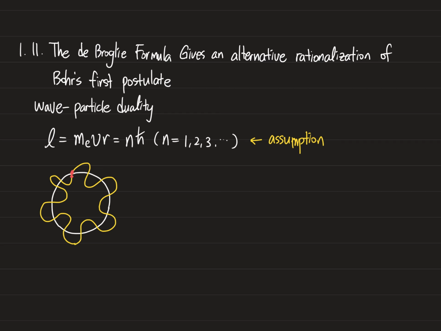So for a stable circular wave, we can hypothesize and argue that the electron's wave should form a standing wave. So what does this mean? It means that after completing one full revolution around the circle, the wave must connect with its starting point perfectly in phase.